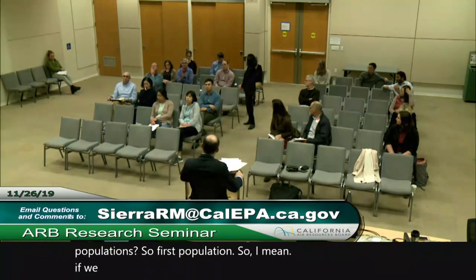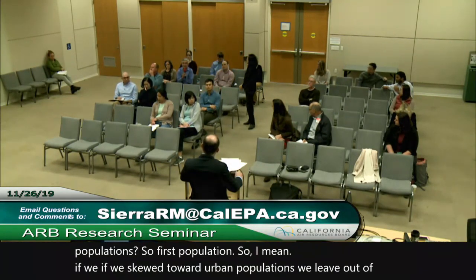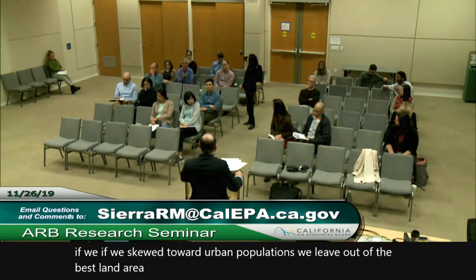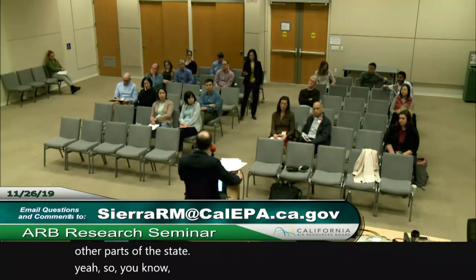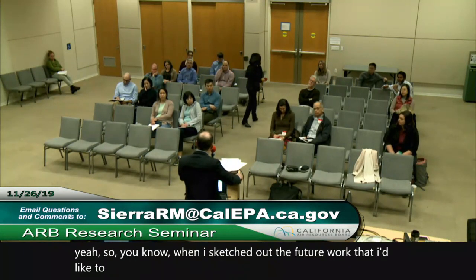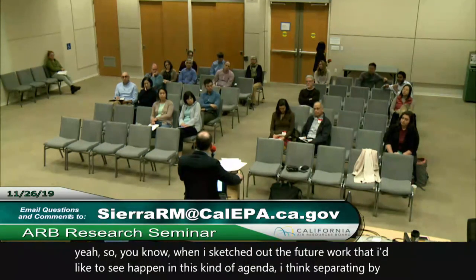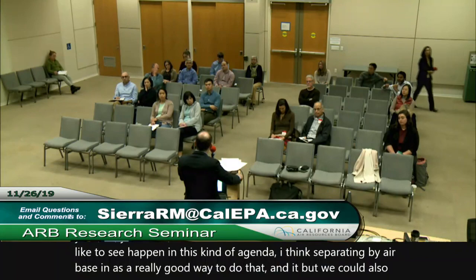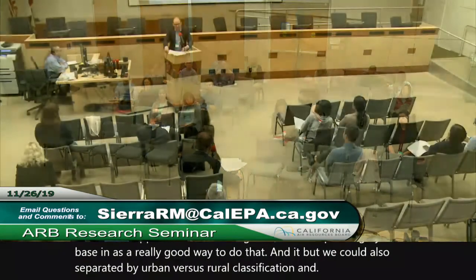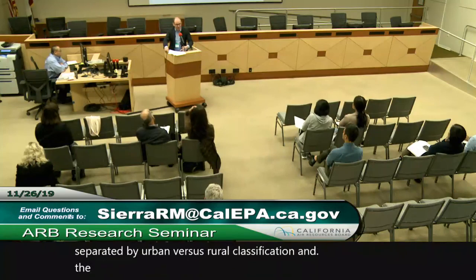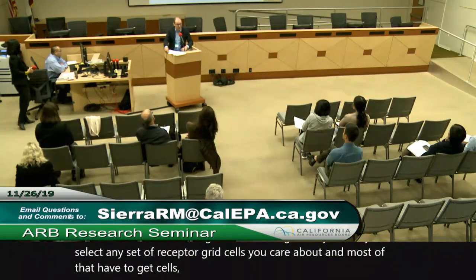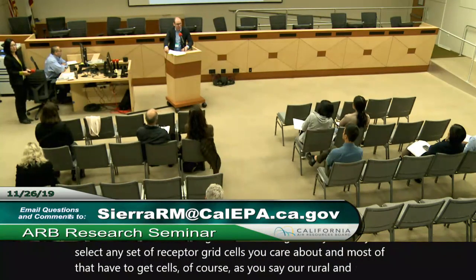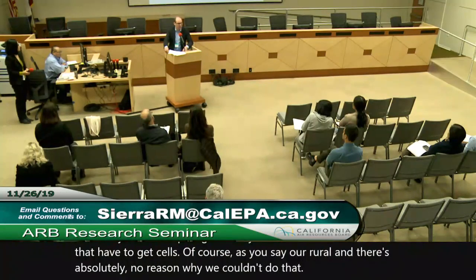So I mean, if we skew this towards urban populations, we leave out the vast land area of California, of course, and certainly the Central Valley and other parts of the state. So when I sketched out the future work that I'd like to see happen in this kind of agenda, I think separating by air basin is a really good way to do that. But we could also separate by urban versus rural classification. And the framework is flexible enough that you really can select any set of receptor grid cells you care about. And most of the receptor grid cells, of course, as you say, are rural. And there's absolutely no reason why we couldn't do that. It's just, we had to stop somewhere.